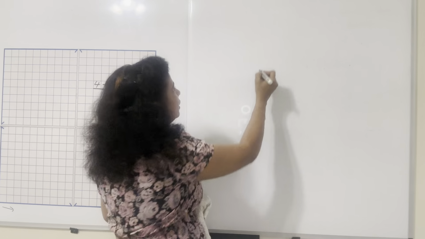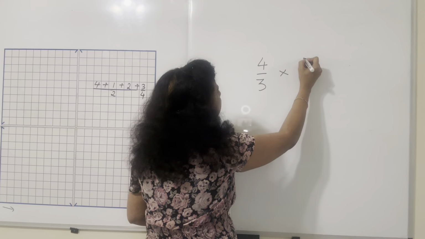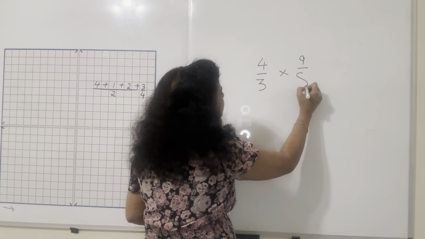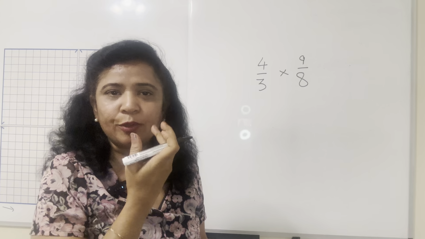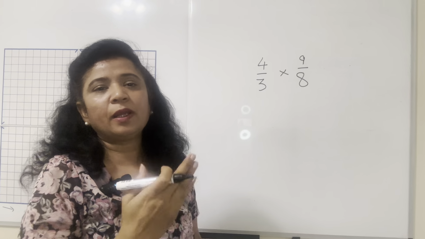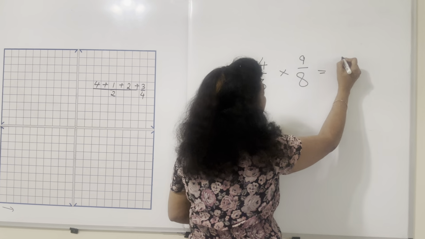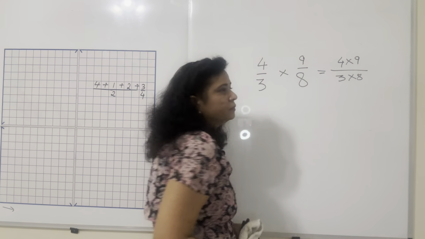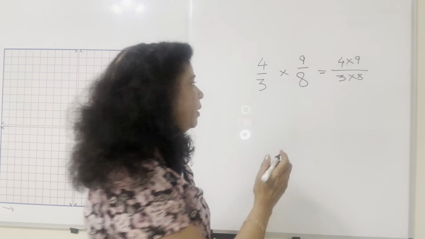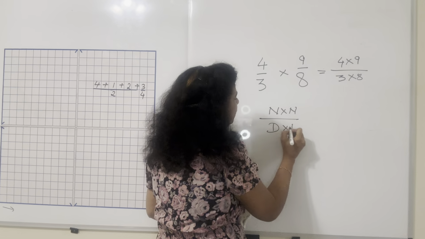Now we are going to talk about multiplication and division. So if you have 4 over 3 multiplied by 9 over 8. I'm taking very easy numbers so that it will be easier for you to understand. So 4 over 3 multiplied by 9 over 8. Right? The method is you multiply 4 times 9 divided by 3 times 8. You multiply numerator with numerator divided by denominator times denominator.